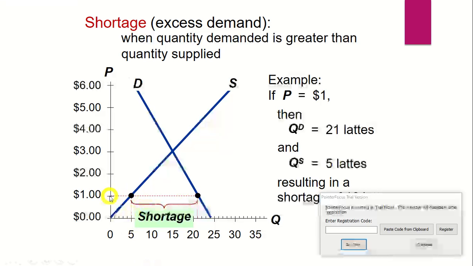That is at $1. This results in a shortage of 16 lattes, that is 21 minus 5 is 16. So here we are facing a shortage of 16 lattes. This distance from this point to this is the shortage, as quantity demanded is greater than quantity supplied.